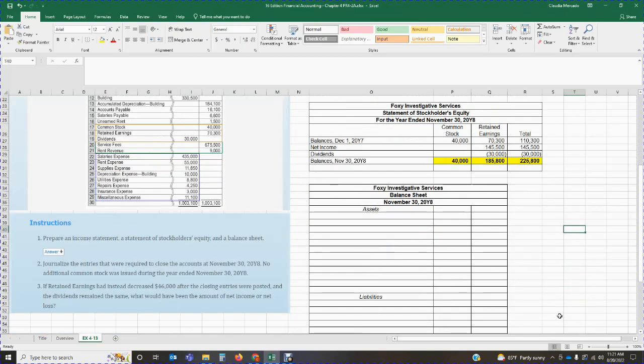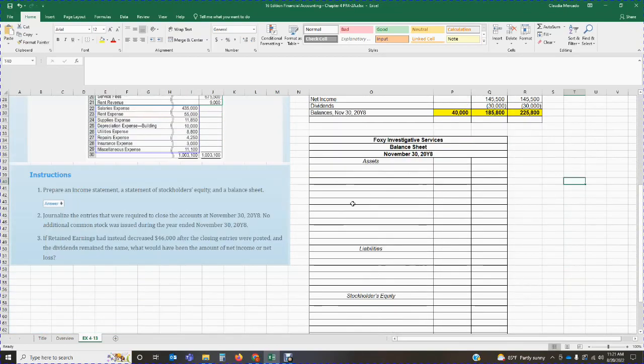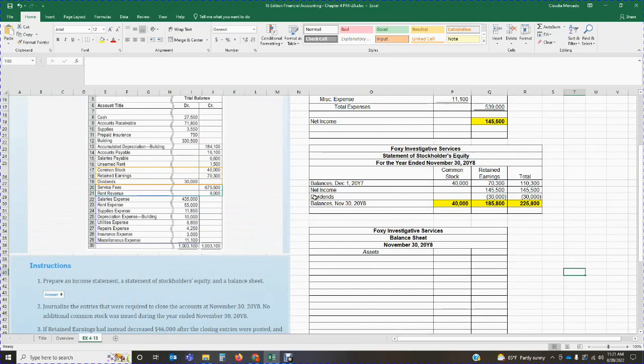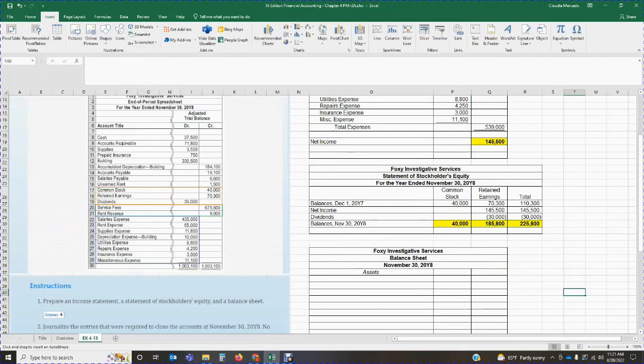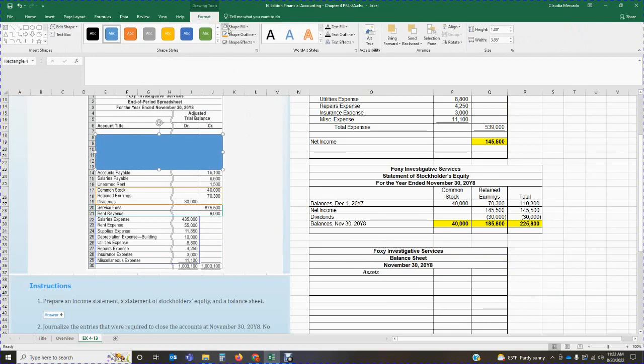Okay, so now let's do our balance sheet. Our balance sheet is the longest. We have all of our assets, liabilities, and stockholders' equity. Okay, so our assets. What are our assets? Assets are anything that we own. It will be this section right here. Okay.